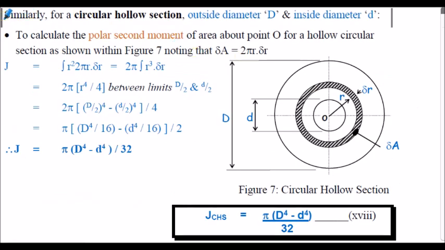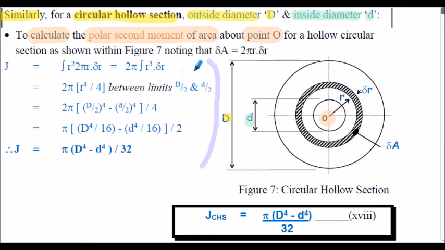And similarly, for a circular hollow section, having an outside diameter of capital D, shown here, and an inside diameter of lowercase d, shown here, we can again calculate the polar second moment of area about point O, the centre of the shaft here, using a very similar process as that showed for the solid section shaft on the previous slide. So I'll let you review the solution here at your own pace.